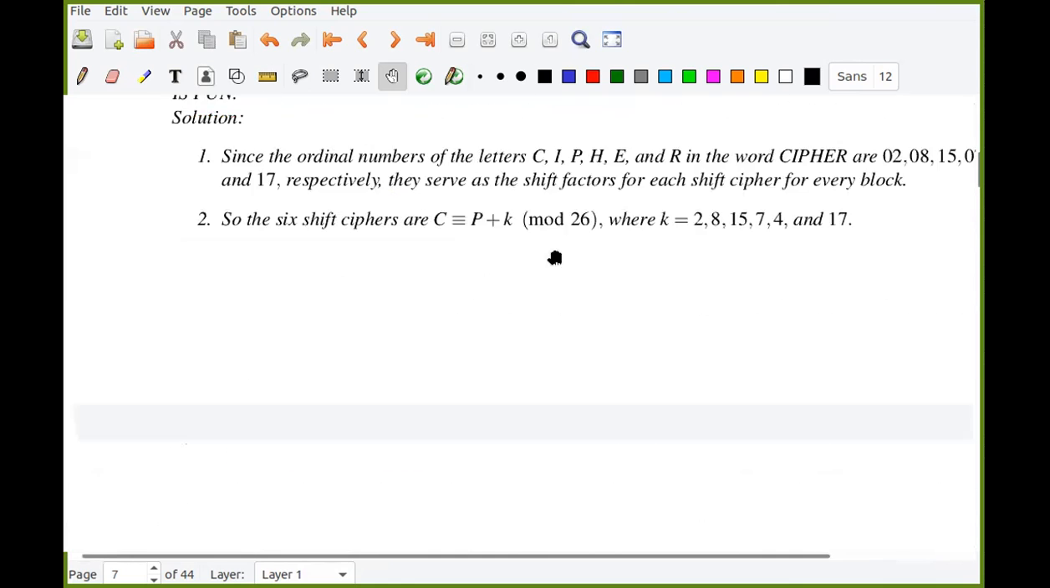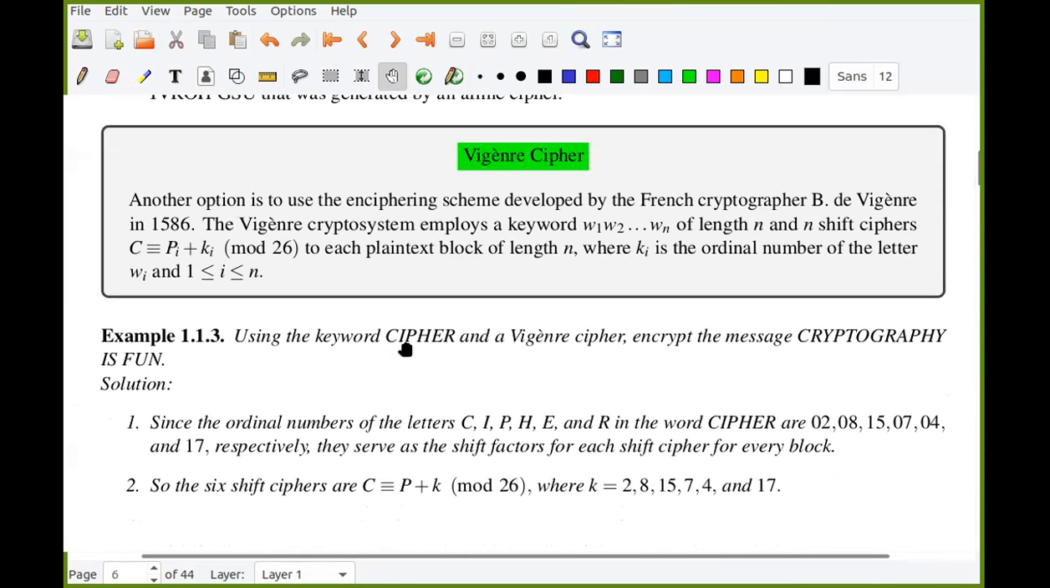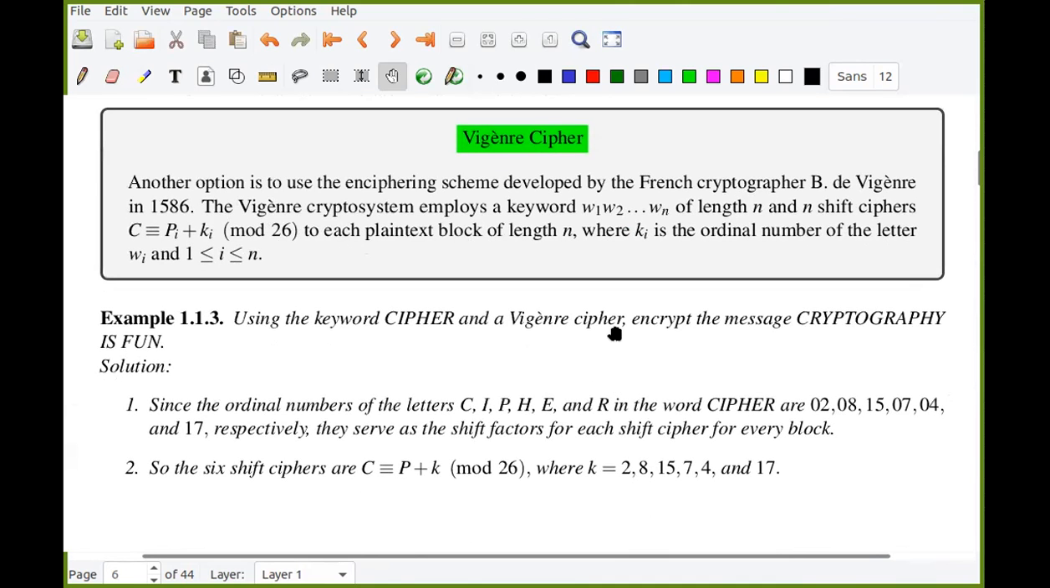Okay. So Vigenère cipher will use one keyword, right? For example, "cipher" is a keyword. Now, "cryptography is fun". I want to convert it into ciphertext. How do we convert? Cipher has how many letters? 6 letters, correct? Then I will divide the plaintext into blocks of length 6.